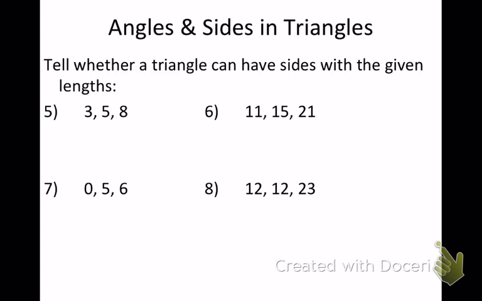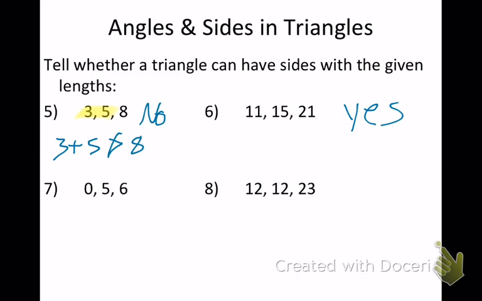So as I look here, I want to tell whether a triangle can have sides with the given lengths. Number 5 is 3, 5, and 8. No. I'm going to look at the two smaller sides. Are the two smaller sides added up bigger than the third side? So is 3 plus 5 greater than 8? No. 3 plus 5 is not greater than 8, so that's a no. 6, 11, 15, 21, would that give me a triangle? Yes, it would.